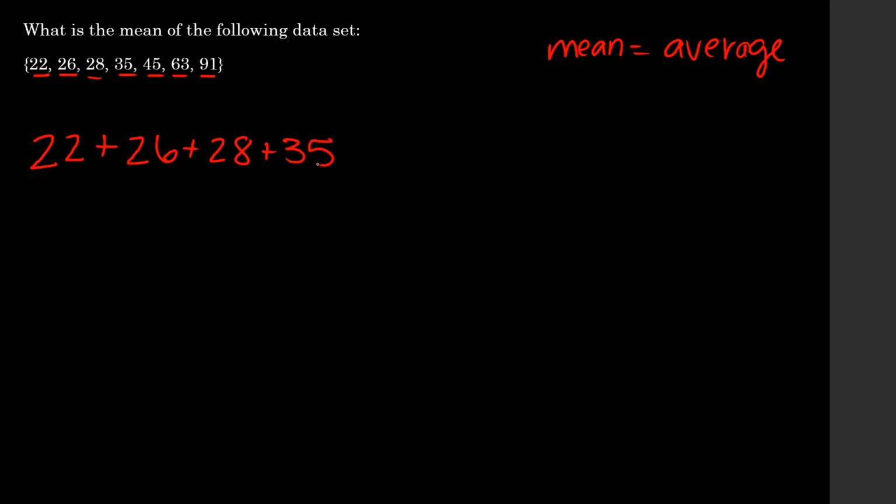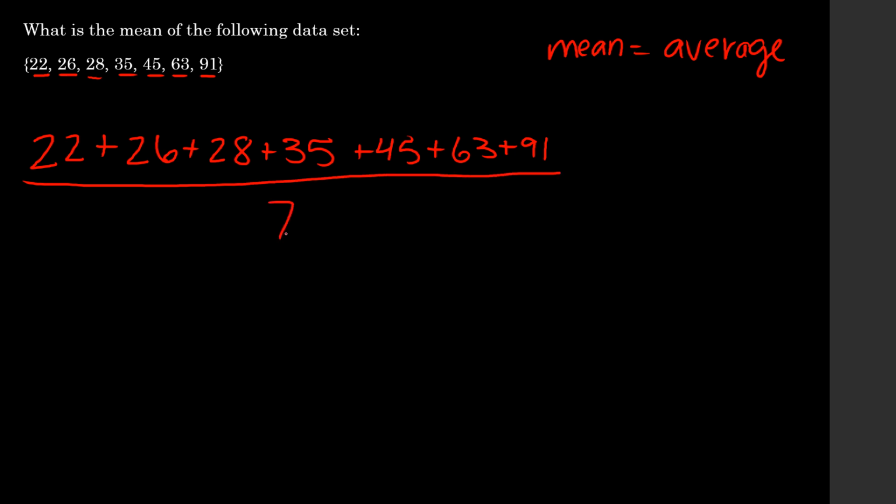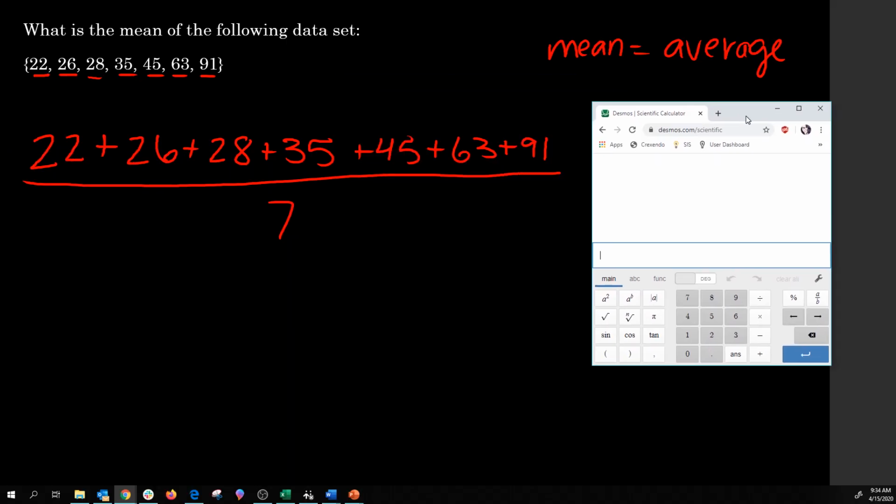Now, when you are doing anything like this, I would recommend that you use a calculator because that is just going to make this process much faster. You can do this by hand if you would like, but I'm going to be using a calculator. So here is my calculator, and I'm going to add everything up and then divide it by 7. So let's do 22 plus 26 plus 28 plus 35 plus 45 plus 63 and plus 91. So I get 310, and let's divide that by 7.